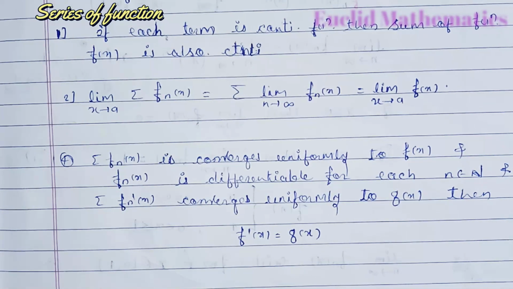I hope you all have understood the definition of Abel's test, which is one of the powerful tests to check whether a series of functions is uniformly convergent or not, and some of the properties we saw here, and one example. I hope you all have understood today's lecture on uniform convergence. Thank you everyone, thank you for today's lecture.